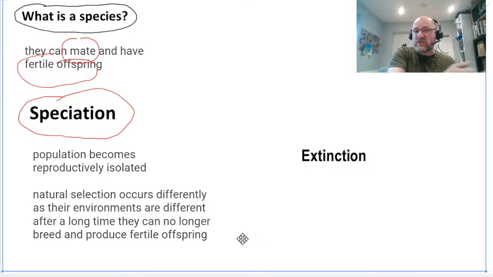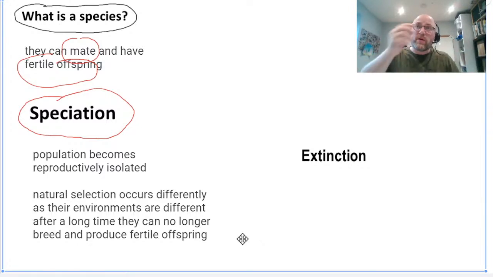Different mutations will be favored on Mars, which means if we then refound the technology to make spaceships and we met up again, Earthlings and Martians, we could probably still have sexual intercourse, but we wouldn't produce fertile offspring. We'd no longer be the same species. We'd now become two different ones.